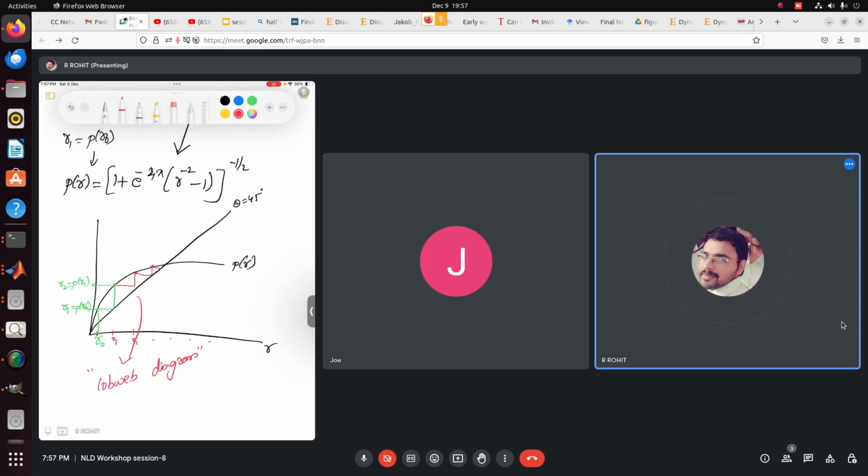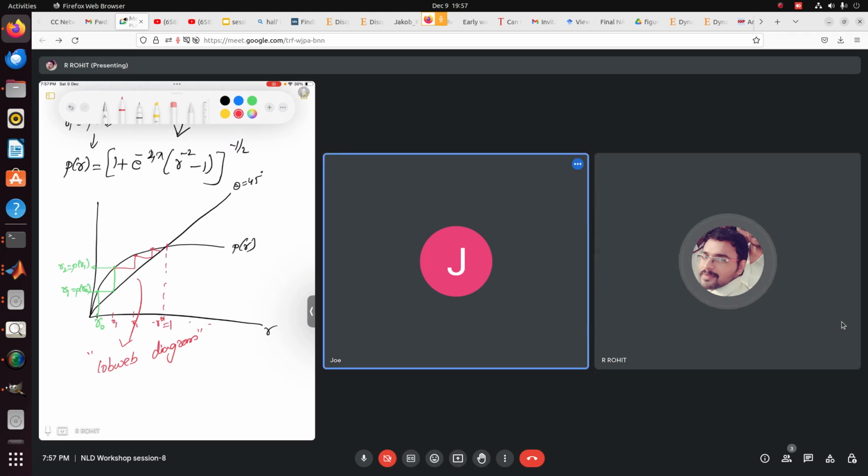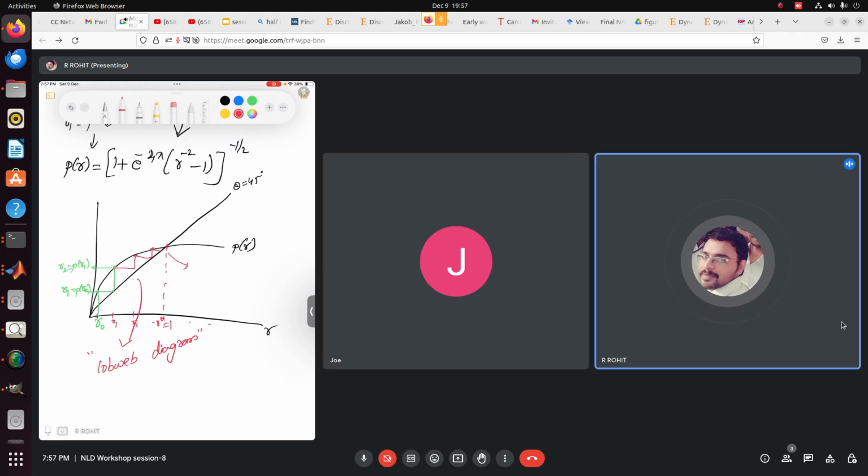And at this point, where the intersection was, this is the case where r star was equal to 1. The specialty of this intersection point is that this is the point where we had the stable and unique limit cycle oscillation.